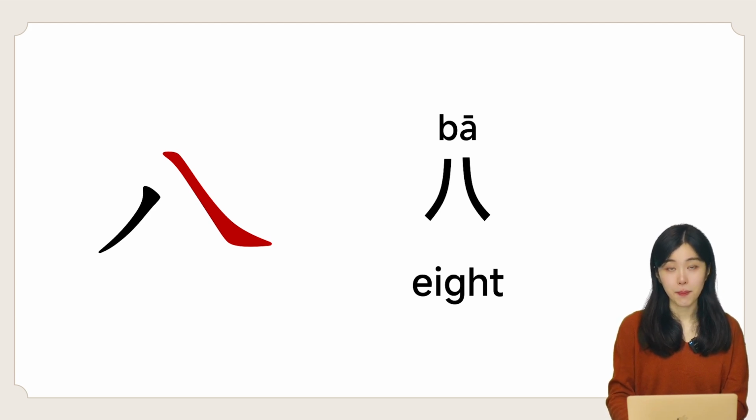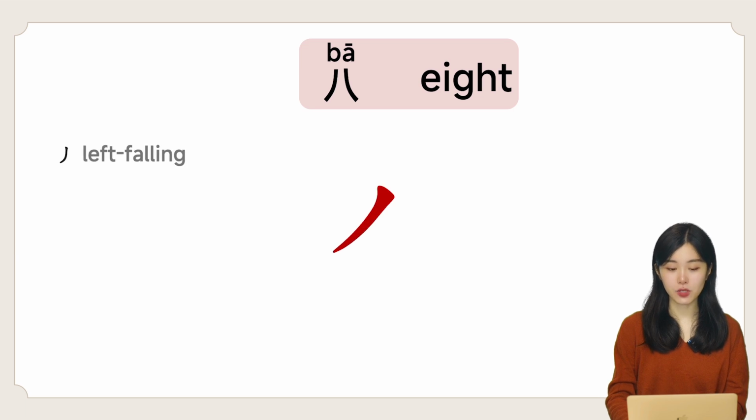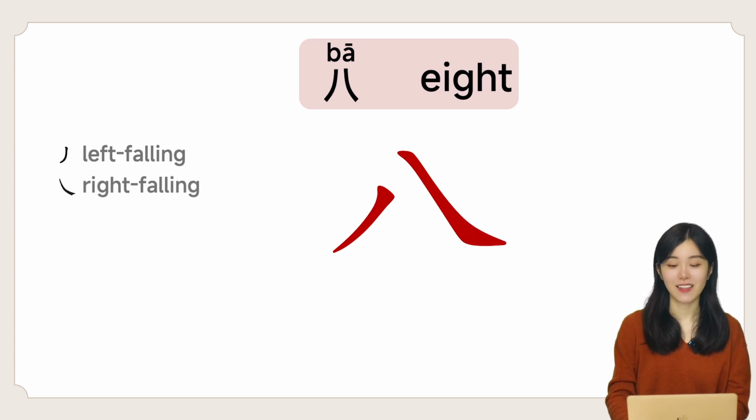八 means 8. Please read it after me. 八. See how to write it. We write it from the left to the right. So which stroke should we write first? Yeah, the left falling. We write it from the top to the left bottom. Then we write the right falling we just learned, from the top to the right bottom. Is it right? Next example character.